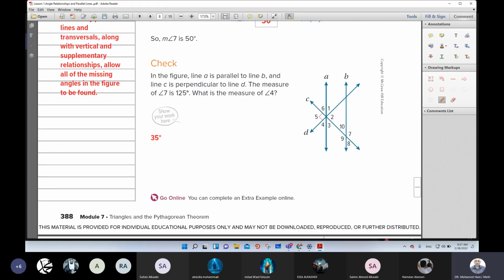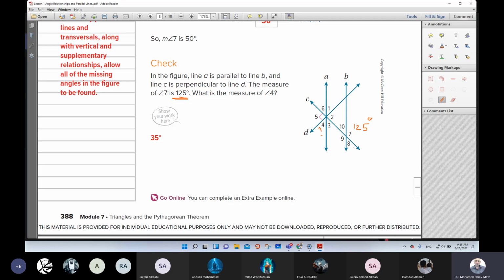Here's the same idea. As you see here, we have two parallel lines, and line C and D intersecting with angle A and B. Take the information from the question here. The measure of angle 7 is 125. And we have angle 7 here, 125. We want to find angle 4.